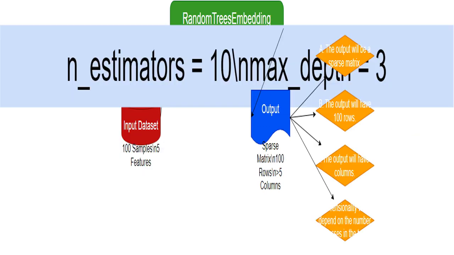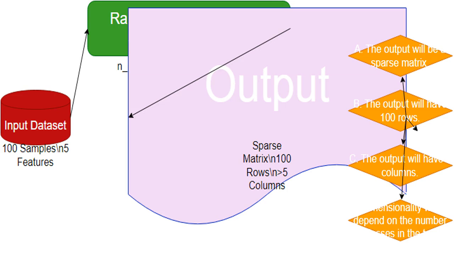I'm setting up the RandomTreesEmbedding algorithm. N_estimators equals 10 means I'll use 10 individual decision trees. Max_depth equals 3 limits how deep each of these trees can grow. It's a way to control the complexity and prevent overfitting. After RandomTreesEmbedding processes the data, the result will be a transformed dataset. The question is, what will this new dataset look like?